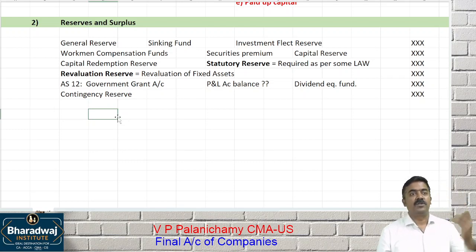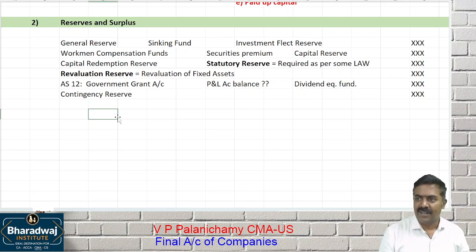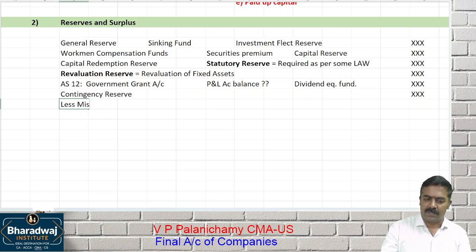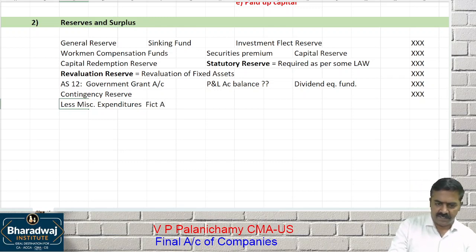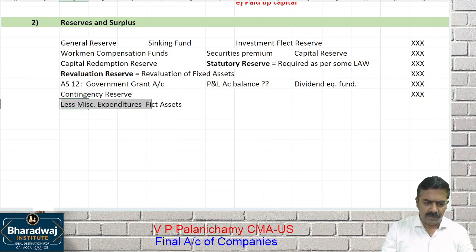What about the remaining? In the old format, we used to show it as an asset. But as per the new format, they must be reduced from reserves and surplus. They are called miscellaneous expenditures, otherwise called fictitious assets, which are having no value. That must be reduced.